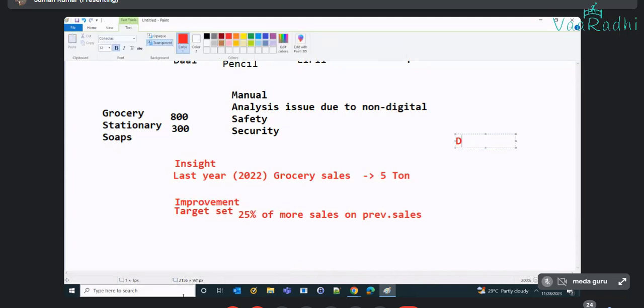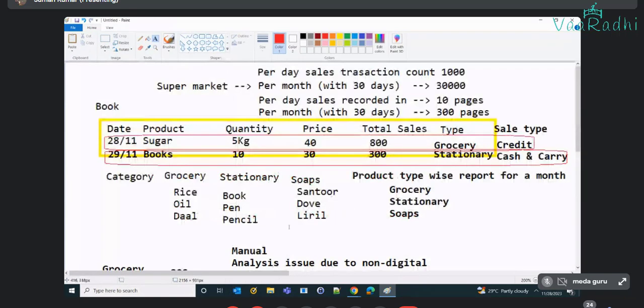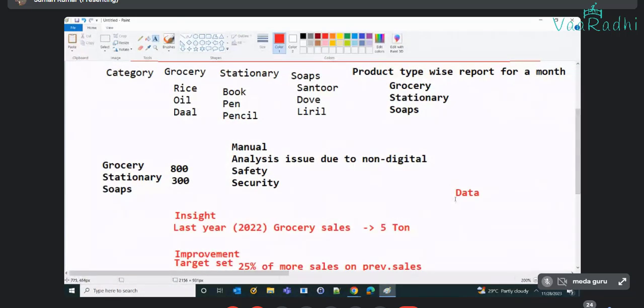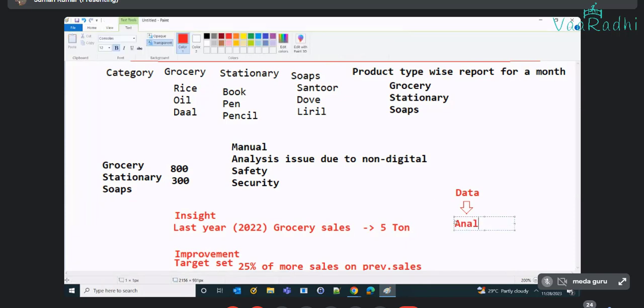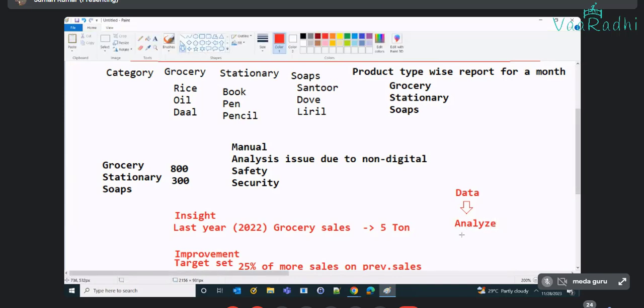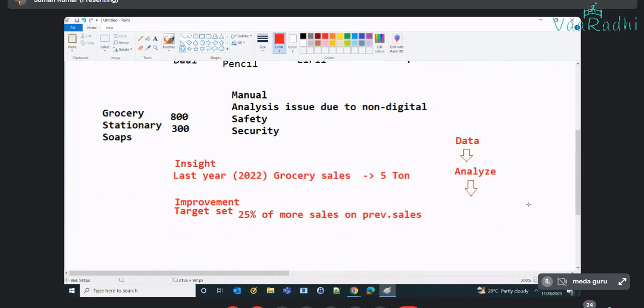So basically I'll have data. Data is nothing but this sales transaction. The above sales transaction is one record, one cell of data. On the data, what will I do, guys? We'll analyze. After analyzing, what are we going to achieve? What are we going to conclude or draw? We are going to draw insights.